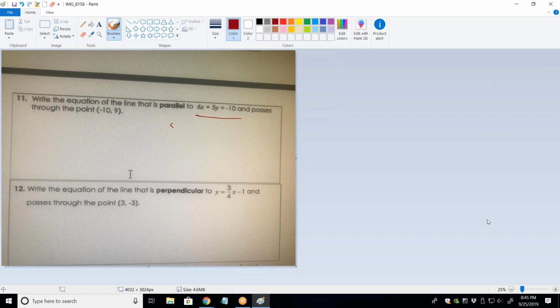Okay, so number 12 is the only other one on this page. Is that right? Okay. So on this line, hold on.